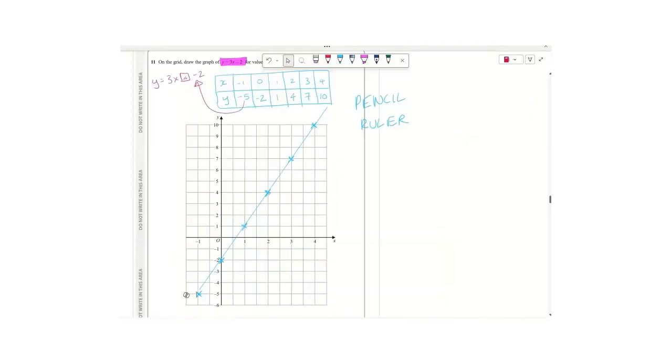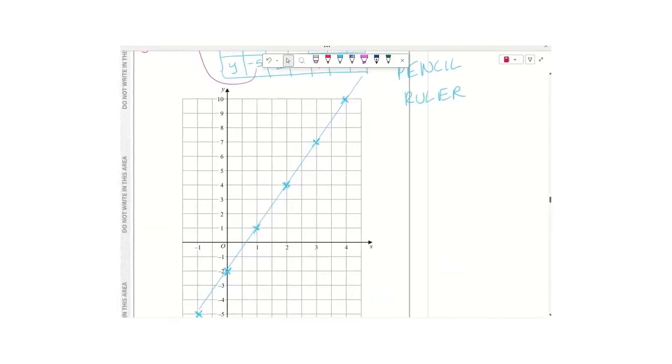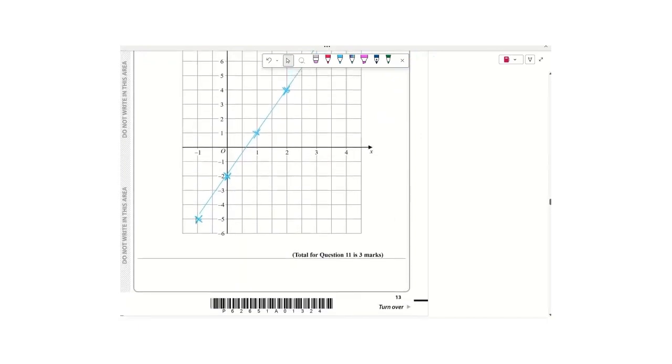Okay, that's really important that they are joined up. You need that joining up to get the last mark. So with those 3 marks, that 3rd mark is actually coming from joining those points up.